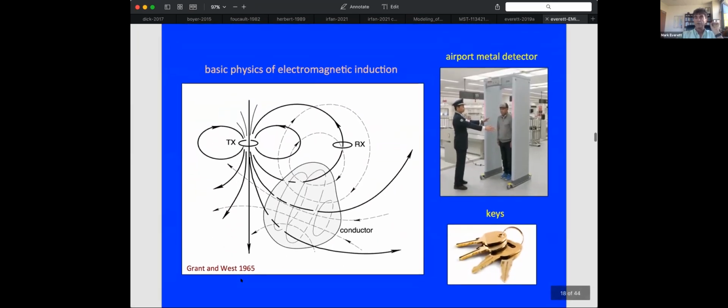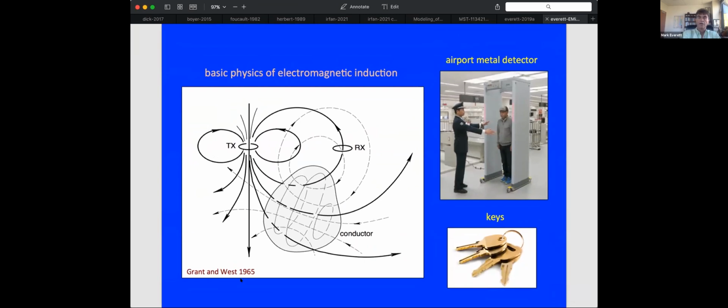Focusing now on the induction part, this is a very famous diagram from Grant and West. Gordon West was on my committee at the University of Toronto, where I am now. He's a wonderful, wonderful person. If you've had the chance to meet him, you will know what I mean.